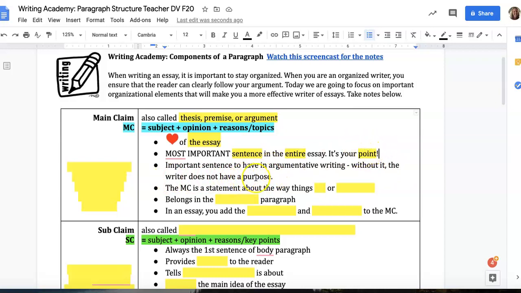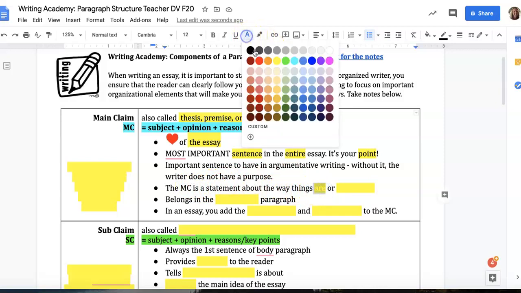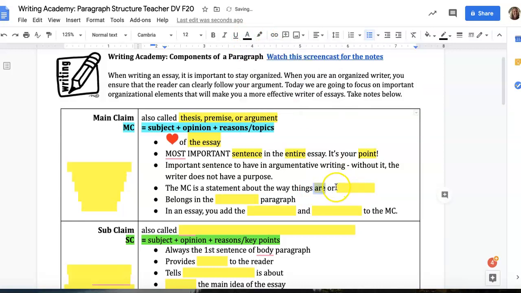Purpose and point are the same kind of idea. You're wanting to make sure that your purpose is clear, your point is clear, and that we understand exactly where you are headed when we are reading your essay. The main claim is a statement about the way things are or ought to be.